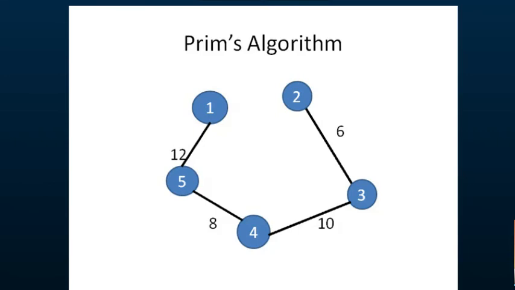Now this spanning tree is the least or minimum cost spanning tree. Since we can have many spanning trees, among them this one is the least one. In this way we can determine the minimum cost spanning tree. This is according to Prim's algorithm.